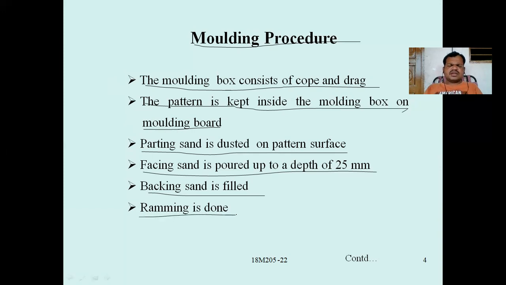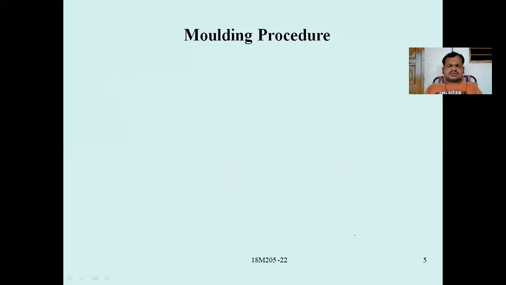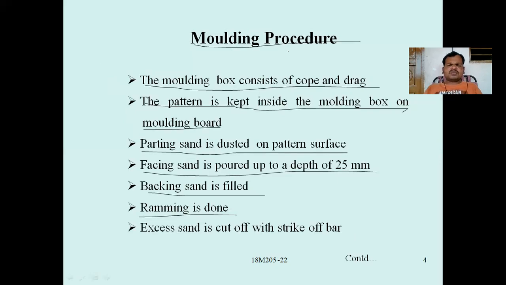Next we go for ramming. After completion of ramming, any excess sand in the molding cavity is cut off with a strike-off bar. This is the molding procedure.